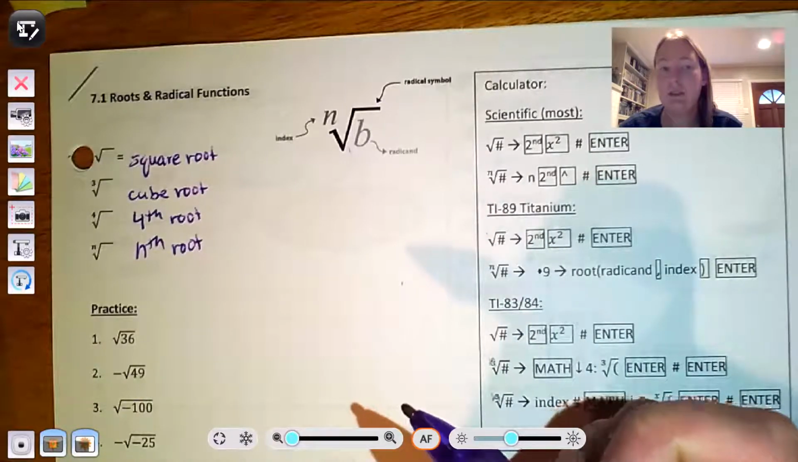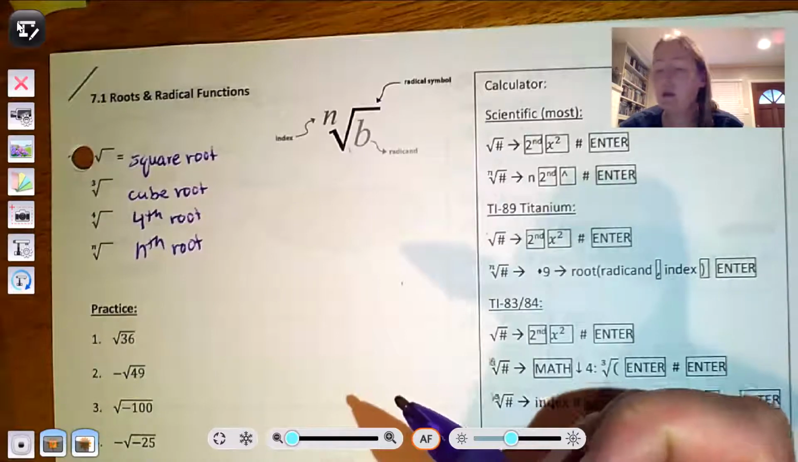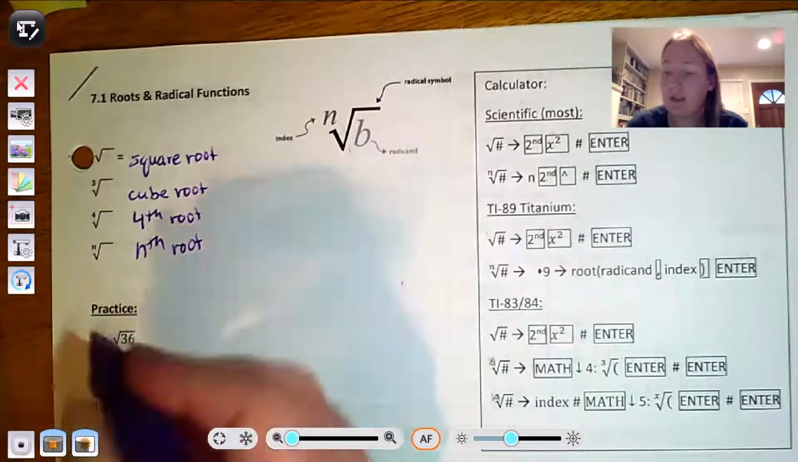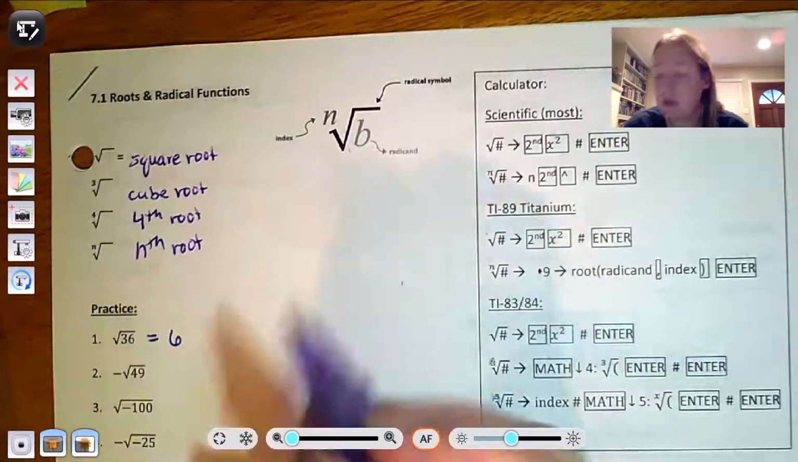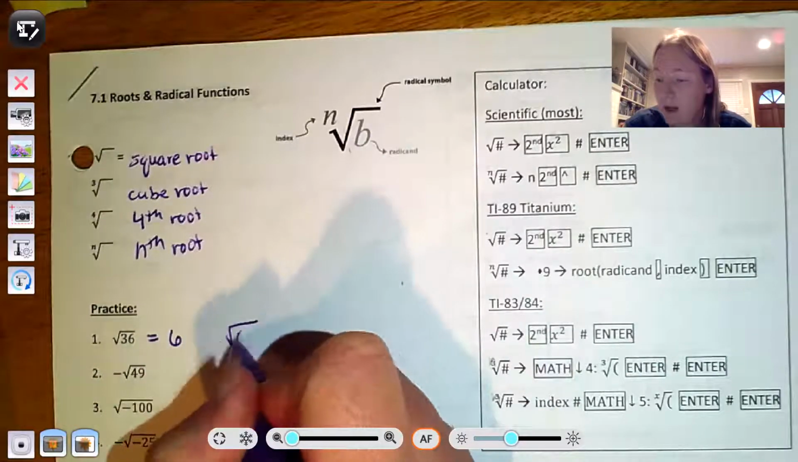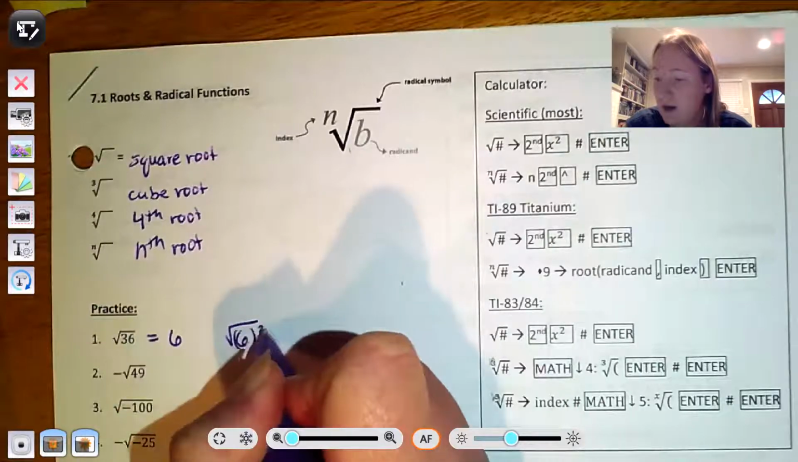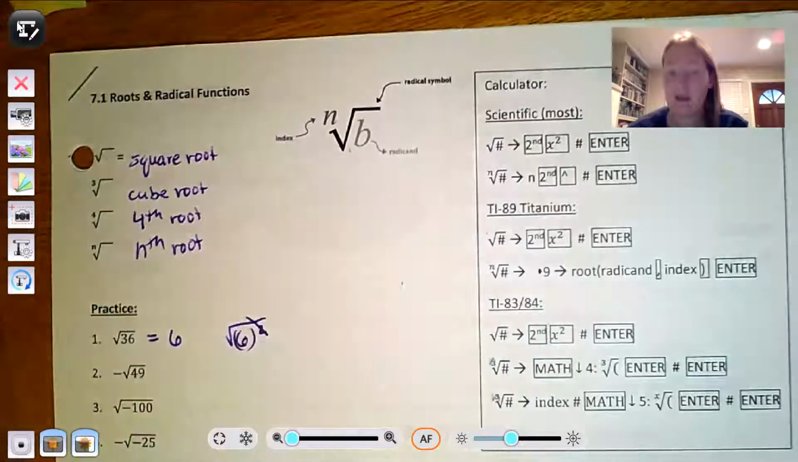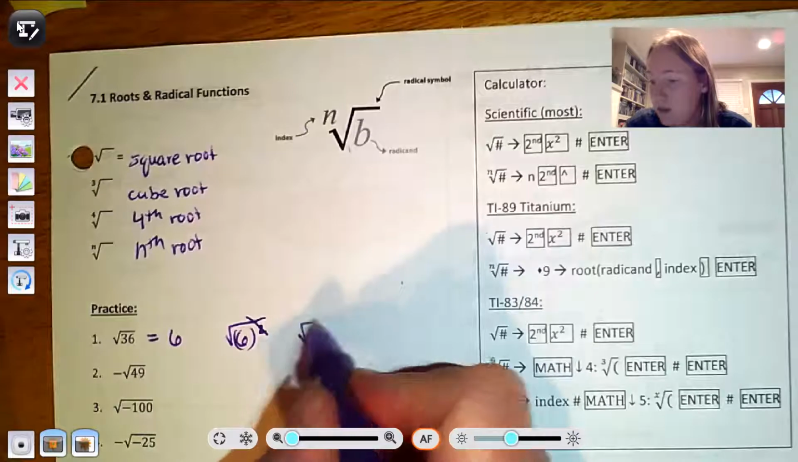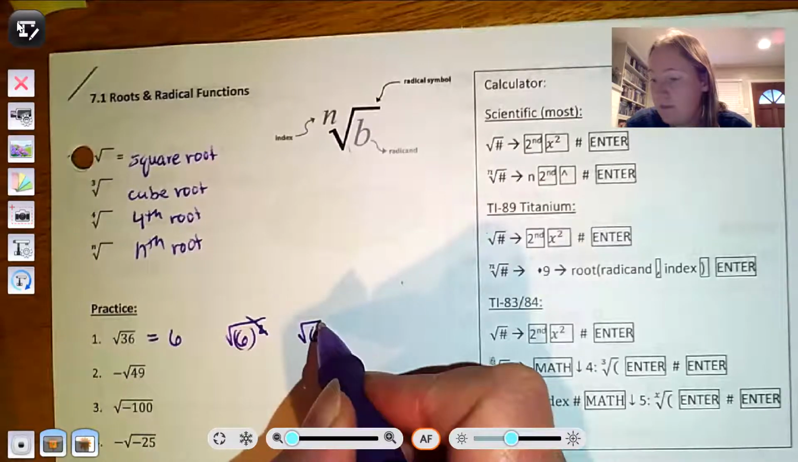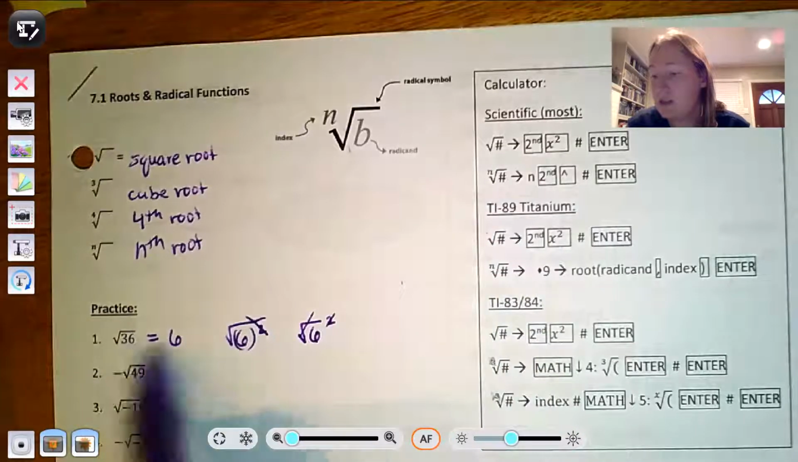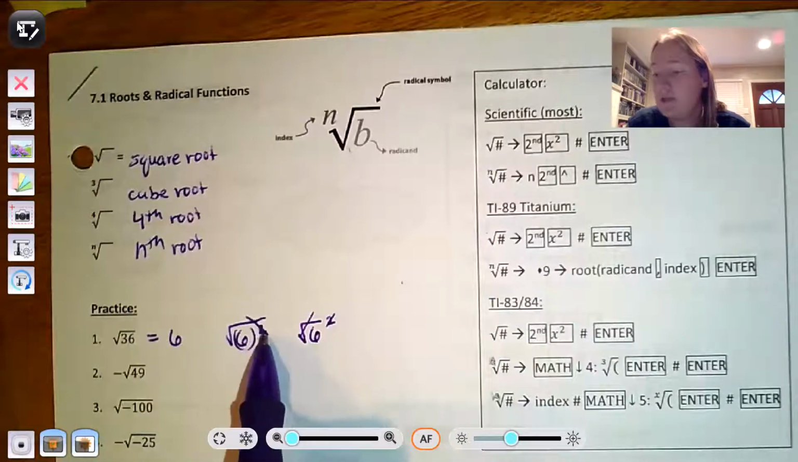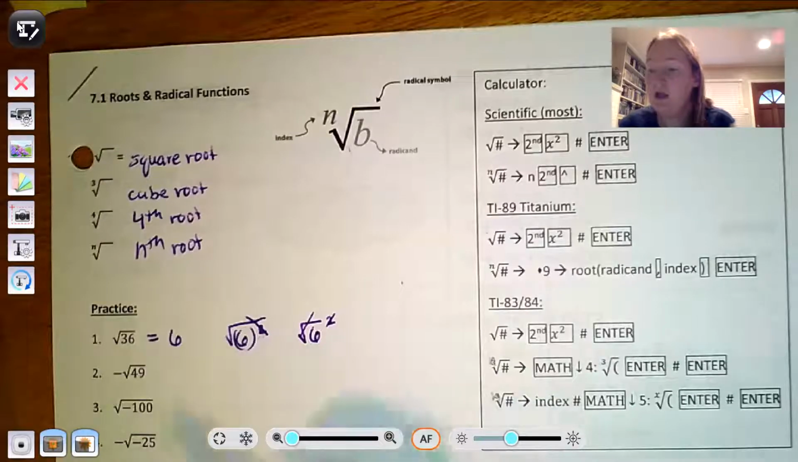It's what times itself is that number. So for example, number 1, the square root of 36 is 6 because 6 times 6 is 36. We can also write that as 6 squared, and then the square root and the square cancel. Or you could say the square root of 6 squared would also cancel, but here the 36 is underneath, so you'd have the 6 being squared as 36. And then the square root and the square cancel.